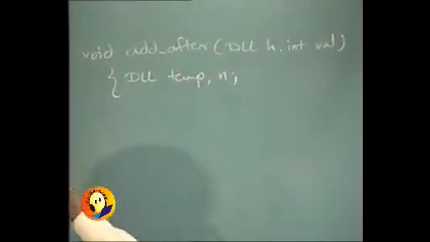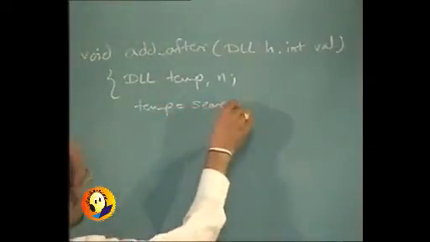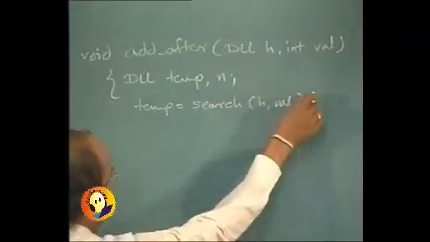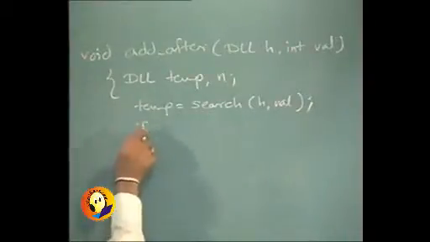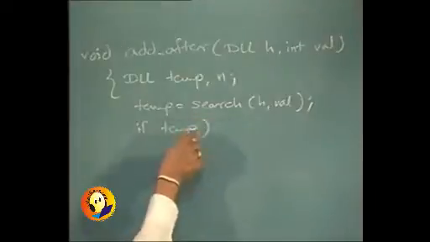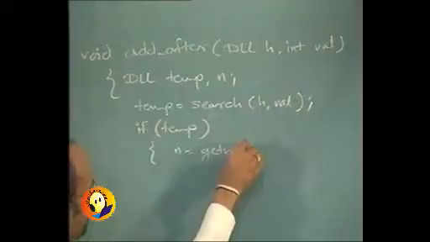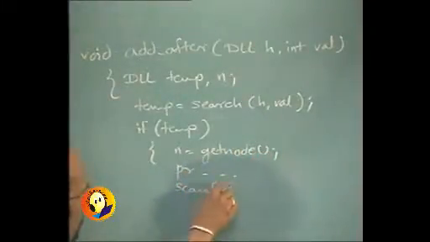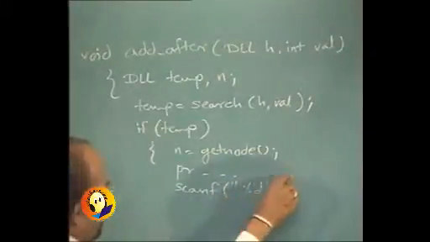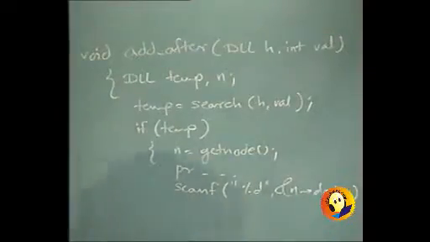We will say temp is equal to search h comma val. So we'll search for the node containing the data as val, and then if we find that, that means if value is present, then we will generate a new node. We will ask for the data. And then we are required to connect it.